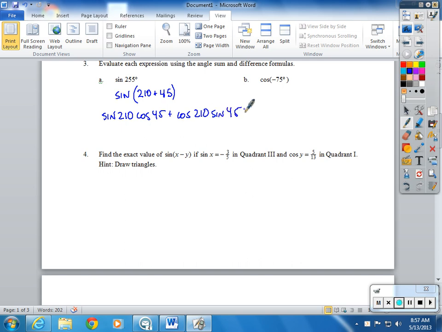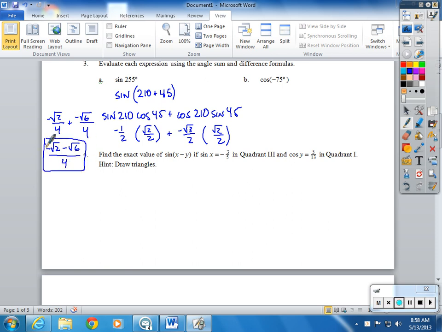Okay, and the sine here of 210, that's in the third quadrant. That's on your unit circle. Okay, the sine there is negative 1/2. The cosine of 45 is root 2 over 2. Plus, the cosine of 210 is negative root 3 over 2. And the sine of 45 is root 2 over 2. And then we simplify. So negative root 2 over 4 plus negative root 6 over 4, and if I add those together, negative root 2 minus root 6 all over 4, and that cannot be simplified any further.